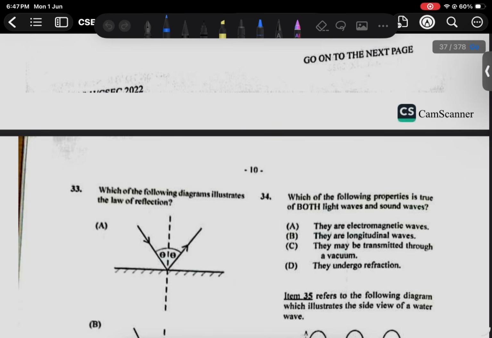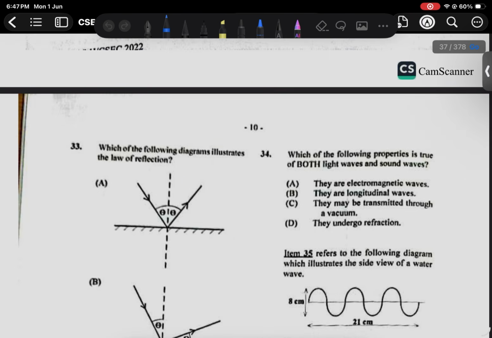Which of the following diagrams illustrates the law of reflection? The angle of incidence is equal to the angle of reflection. So A. Which of the following properties is true of both light waves and sound waves? They undergo refraction. All waves undergo refraction.